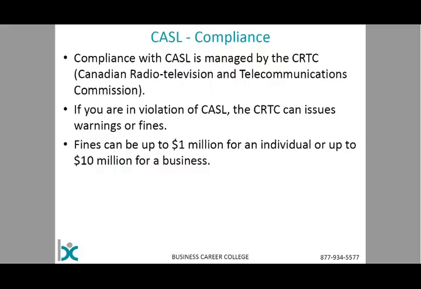Now that we've reviewed the rules around Canada's anti-spam law, I'm going to talk to you a little bit about compliance to Canada's anti-spam law. So compliance with CASL is managed by the CRTC. That stands for the Canadian Radio, Television and Telecommunications Commission. This is not the police and it's not the government themselves. This is a government agency.